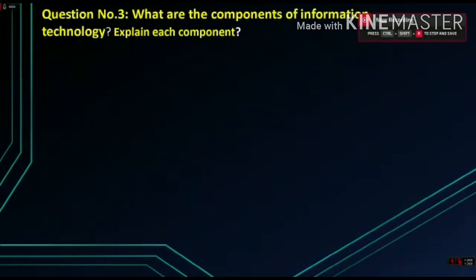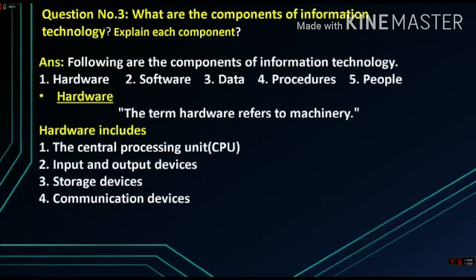Question number 3. What are the components of information technology? Explain each component. The components of information technology are hardware, software, data, procedures and people. This is also called CBIS, computer based information system.